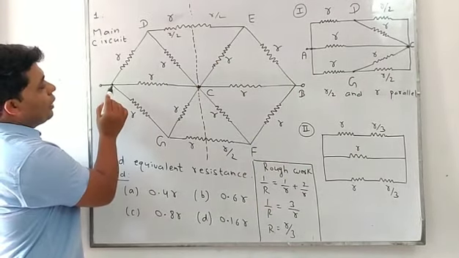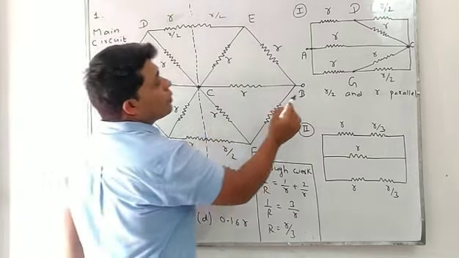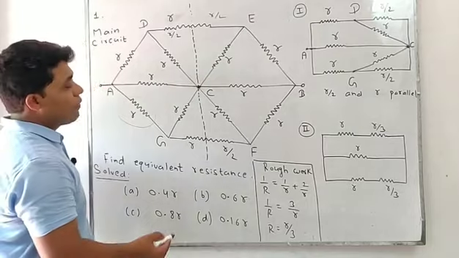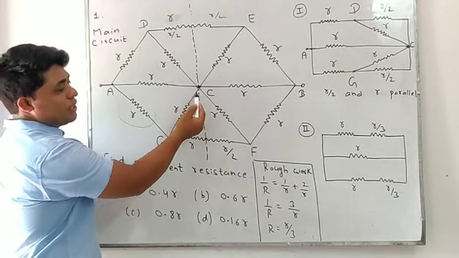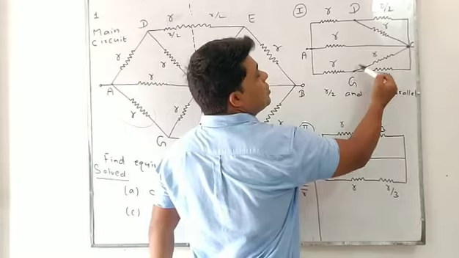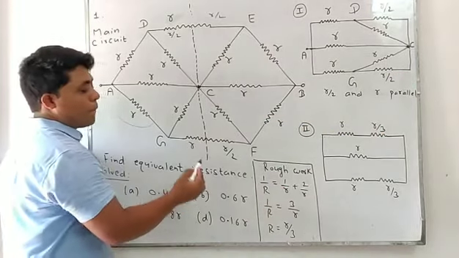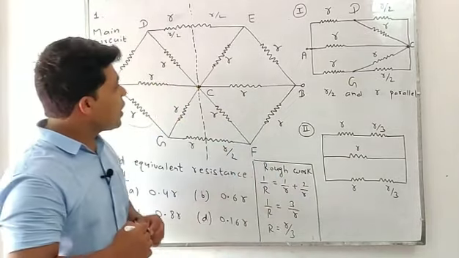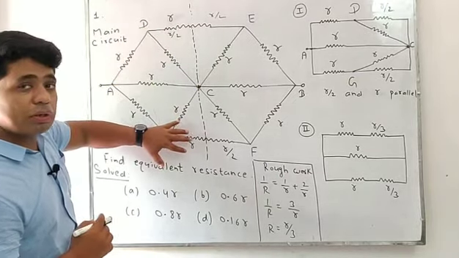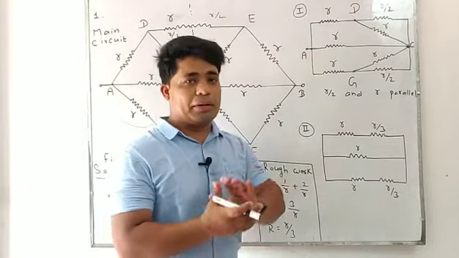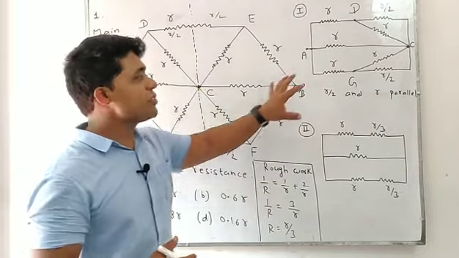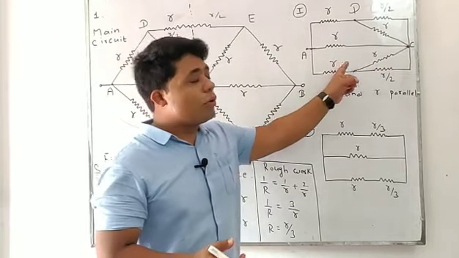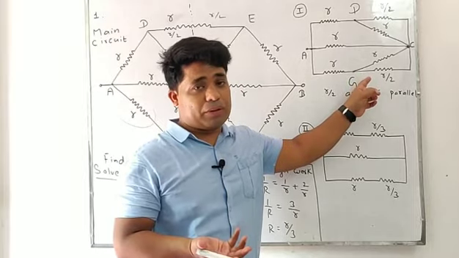Similarly, between A and G there is R. And finally, between G and C there is R. And this half part is R by 2. So actually, this half portion is now converted into this circuit. This is the main circuit, and this is our first splitting circuit. Okay, now students, we'll find the resistance of this half part.